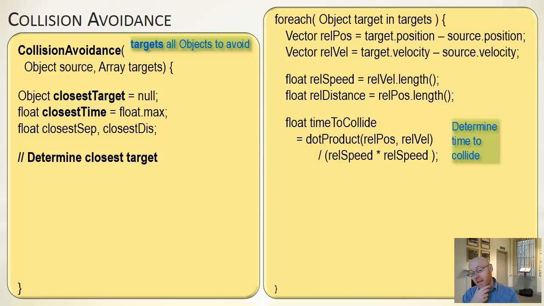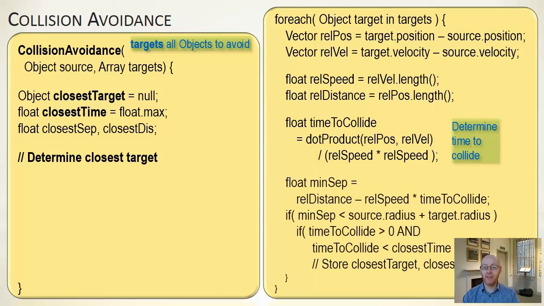Having done that, we can work out what the minimum degree of separation is. How close they will get is equal to the relative distance, how far they are apart, and we're going to take away from that the relative speed times the time to collide. So relative speed times the time to collide, that's how close we're going to get. We take that away from relative distance. That will give us our minimum separation, just how close these objects approach.